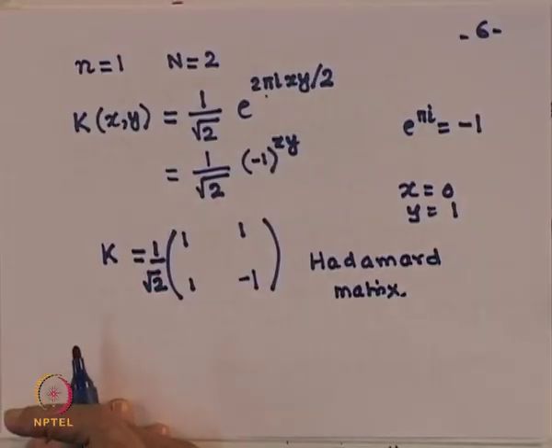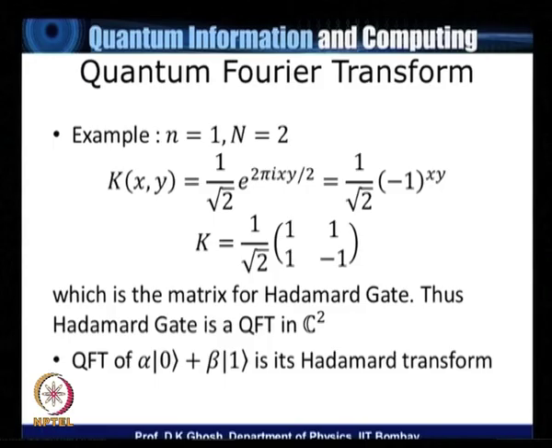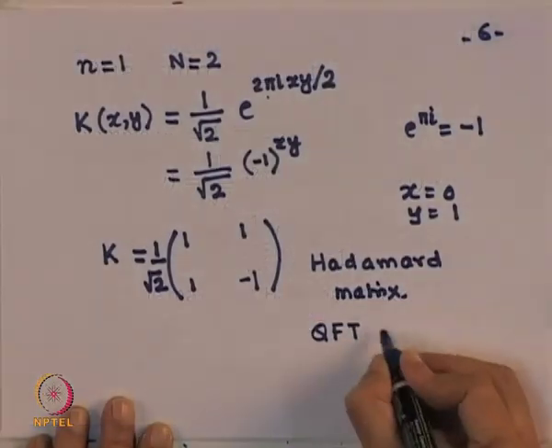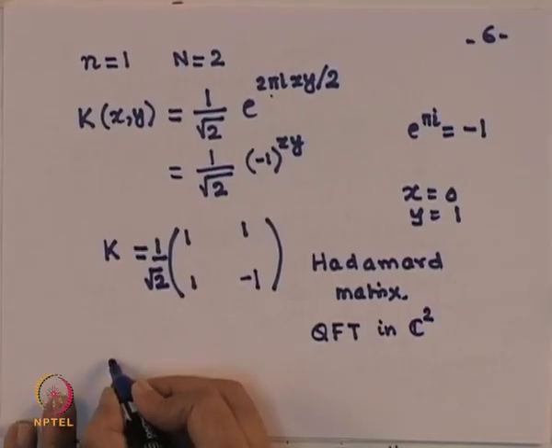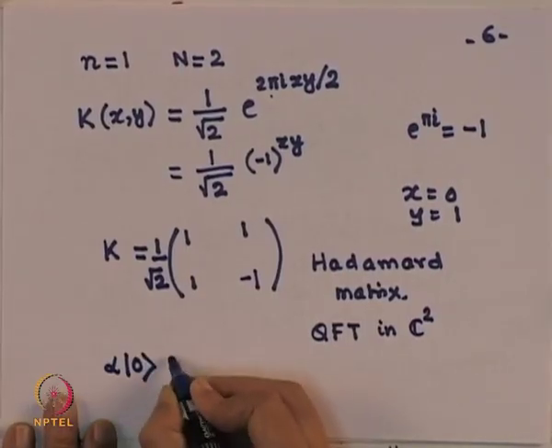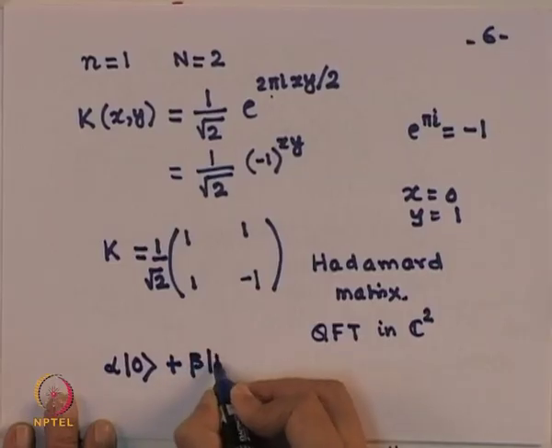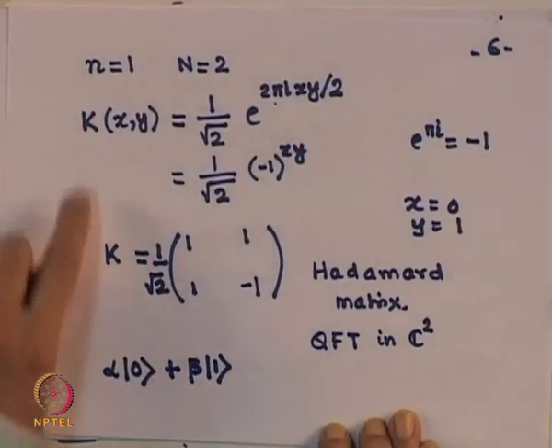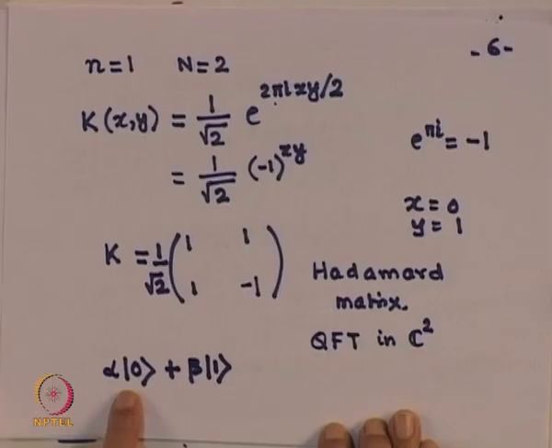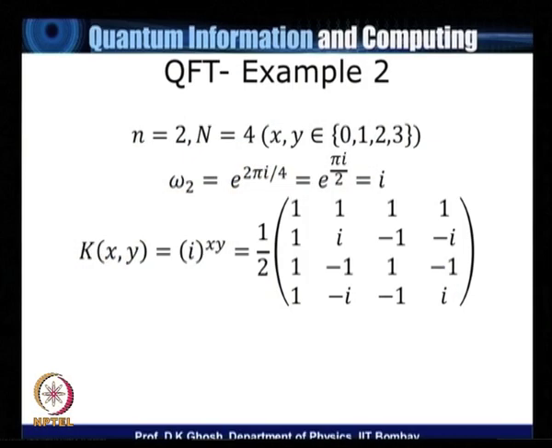In other words, the Hadamard gate implements quantum Fourier transform in C2. So QFT in C2 is implemented by Hadamard gate. And so therefore, if you want to find out what is the QFT of alpha 0 plus beta 1, you could simply do it by means of whatever you have said just now. And you can see that 0 becomes 0 plus 1 by square root of 2, 1 becomes 0 minus 1 by square root of 2. Let me continue with this example.